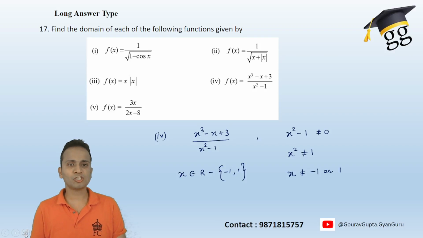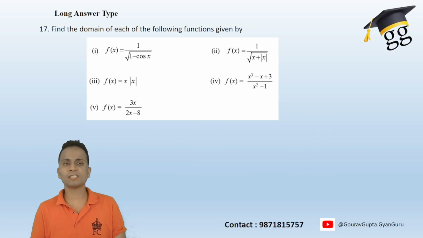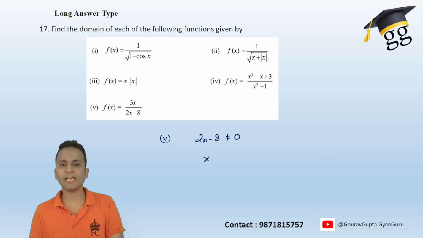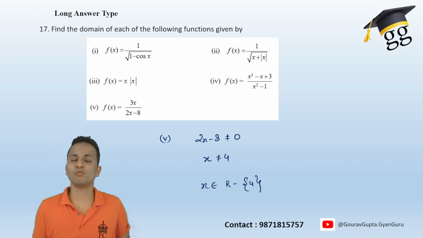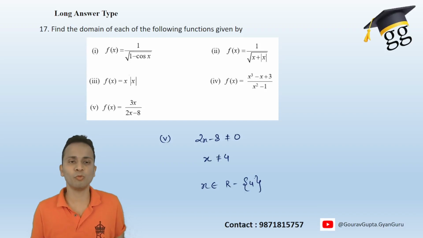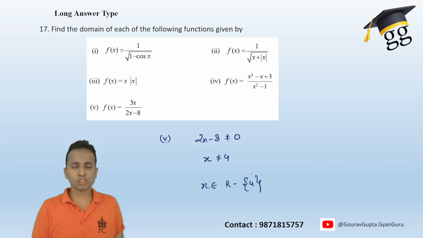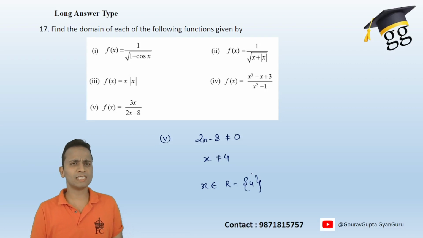Simple. Now the last part will be on similar lines as part number 4. This one is easier. So just pick up the denominator here. 2x minus 8 should not be equal to 0. So that means x should not be equal to 4. So the domain of this function will be all real numbers except 4. Only this element 4 will be removed from all real numbers and this function will be defined. So this is the domain of this function. So that was question number 17 from long answer type questions.